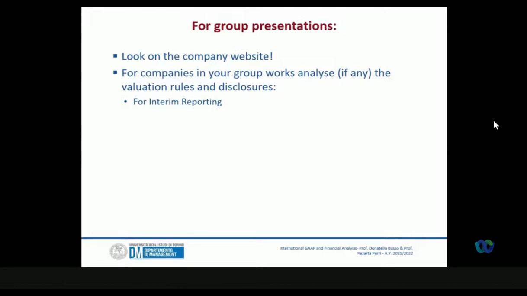Okay, for the group presentations, look on the company website. Usually you will find the interim reports, not in the annual reports, not in the financial statements. Go to the company website and look there for interim reporting. Usually they disclose that under the category or the menu for investors, financial information. So you can have a look at the interim reporting and put some information in the group presentations, okay?